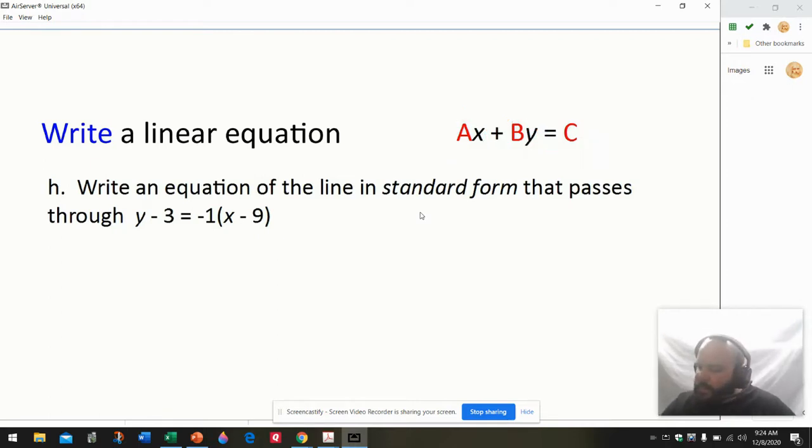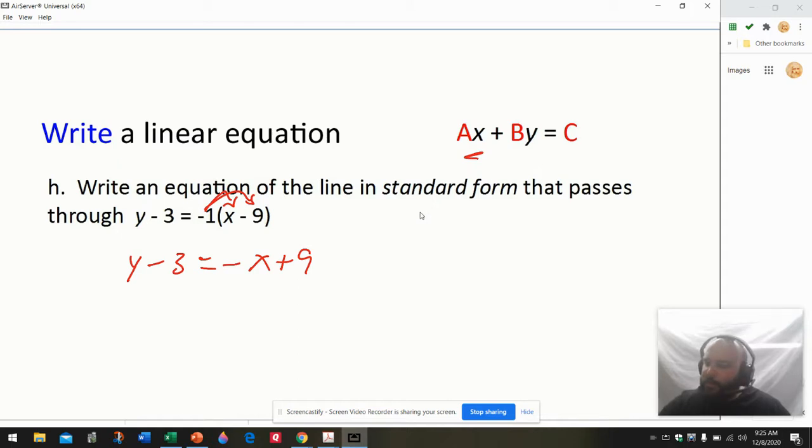So let's get started. Same concept. We're going to distribute the negative 1 to get rid of the parentheses first. So you can see negative 1 times x is negative x, and then negative 1 times negative 9 is positive 9. Okay. Now, this is where it's different than slope intercept form. If it was slope intercept form, we would want to just move this 3 over and then we would be good. But this isn't slope intercept form. This is standard form.